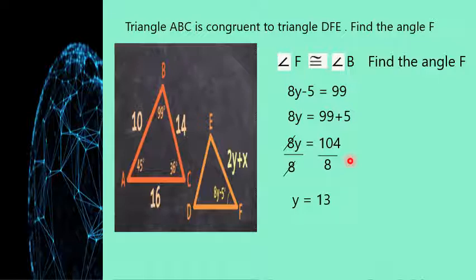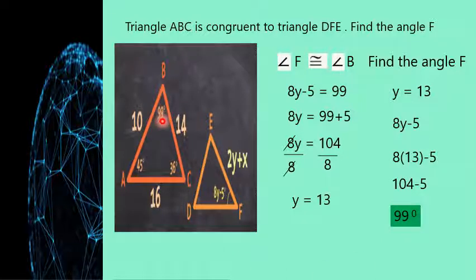So that's the answer for y only, but the question is find the angle F. So we need to use the substitution method here. So y equals 13, just substitute to 8y minus 5 degrees. Then 8 times 13 minus 5. 8 times 13 is 104, minus 5, that is 99 degrees. So as you can see, we get the 99 degrees here. It is same with angle B because that's congruent to angle F. So it means that is correct.